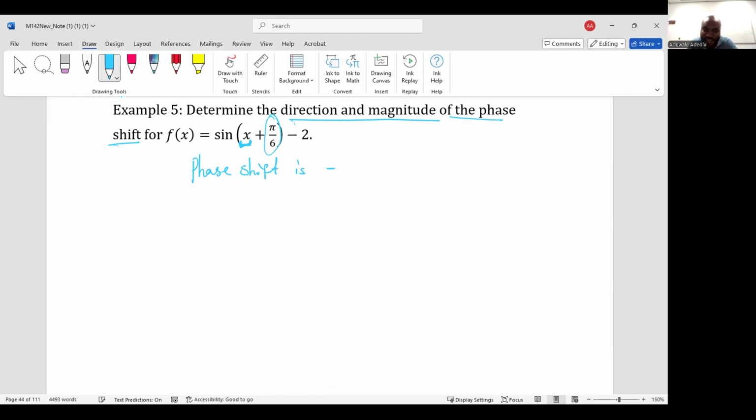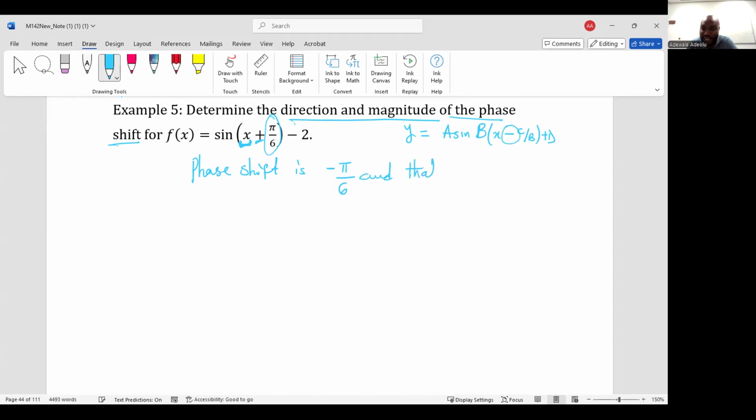Okay. Now, in this case, it turns out that our phase shift is minus pi over 6. How do I know it is minus pi over 6? Because the general form is y equals a sine b x minus c over b plus d. That is what we do have. Now, because this minus here, we are having it to be plus, it means the phase shift itself is negative pi over 6.